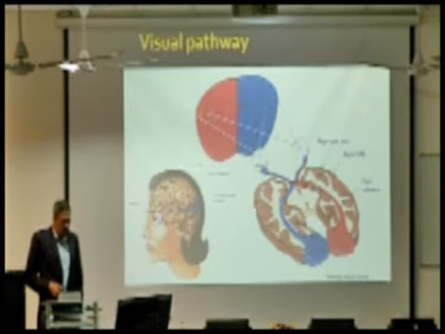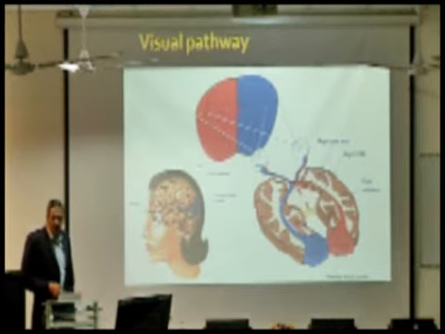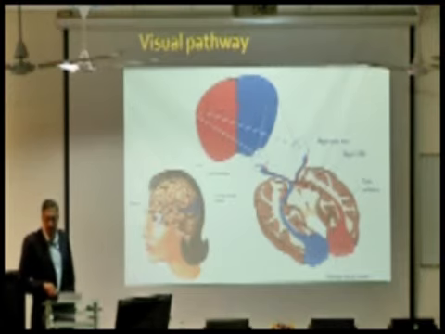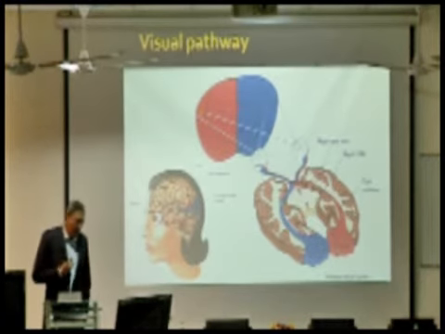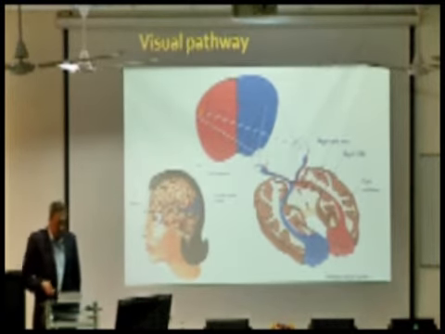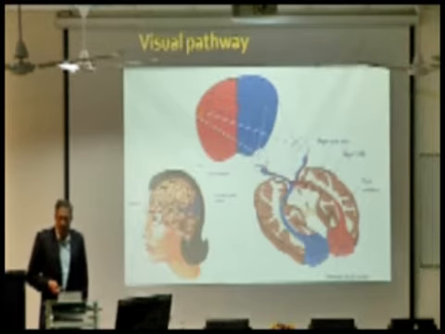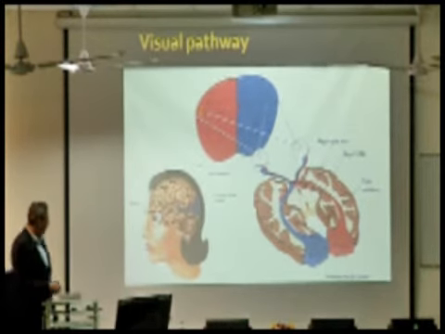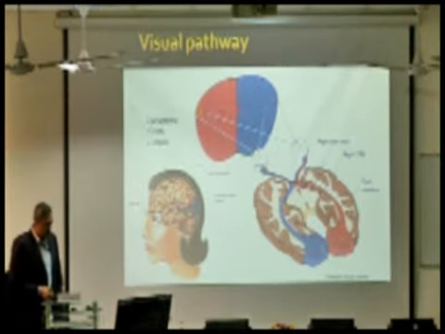When we look at the visual pathway, we get almost the same story. From the eye, the rods and the cones convert the light into action potentials, which again travel through the LGN over to the visual cortex, which is at the back of the brain. And the receptors in this case, of course, are rods and cones.